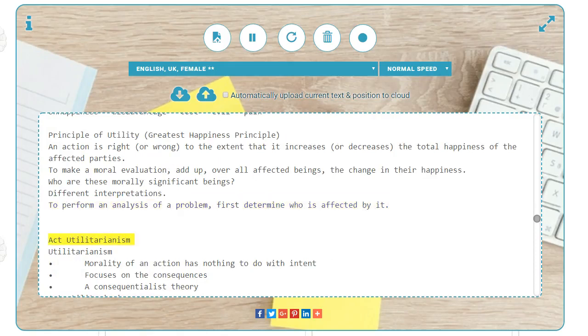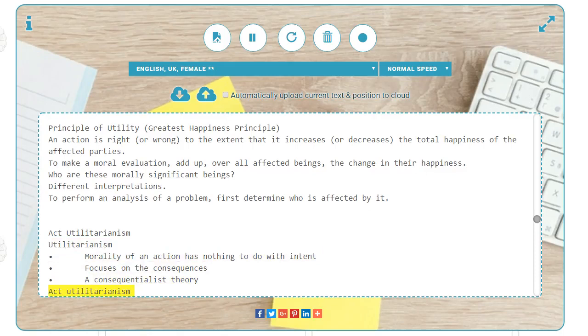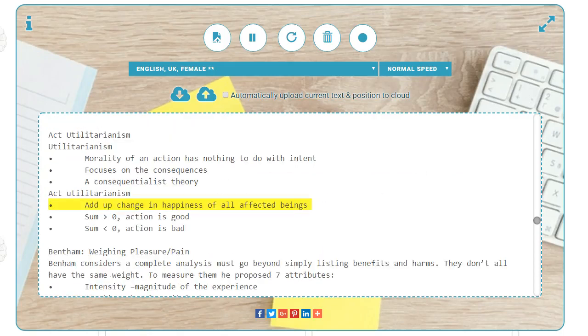Act utilitarianism. The morality of an action has nothing to do with intent. It focuses on the consequences; it is a consequentialist theory. Add up the change in happiness of all affected beings. If the sum is greater than zero, the action is good. If the sum is less than zero, the action is bad.